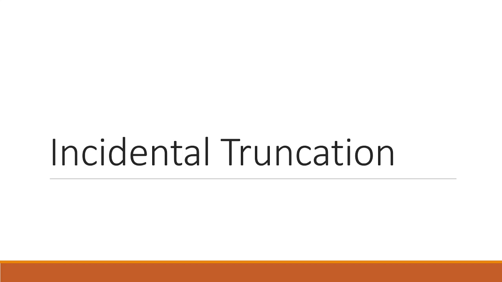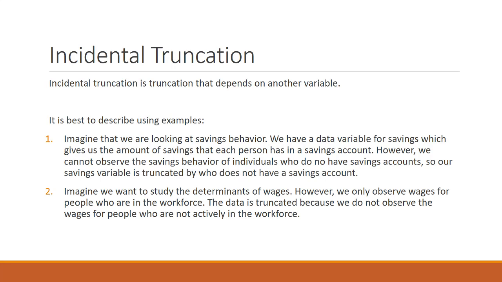Let's do incidental truncation. This is a little bit more in-depth. We're going to spend a little bit more time on this one, and I'm also going to show you a neat model for solving it. So let's do it. Incidental truncation. Just like regular old truncation, incidental truncation is where we have missing values for our dependent variable. There are values that are just missing from the data set. But with truncation, they were missing because we only observed data above or below some threshold.